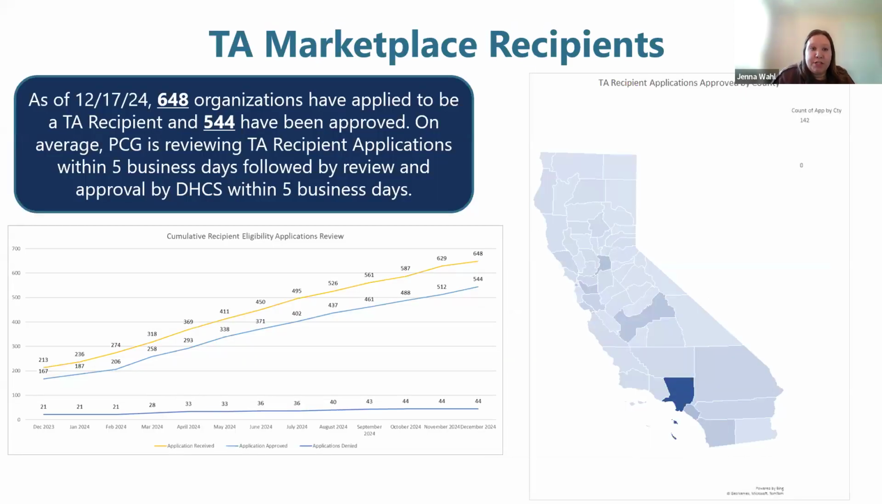So to date, we just wanted to share where we are in the marketplace. We have had over 600 organizations apply as a recipient, and so far almost 550 have been approved. We do review these applications within 10 business days between Public Consulting Group and DHCS, and it spans across several counties in California.